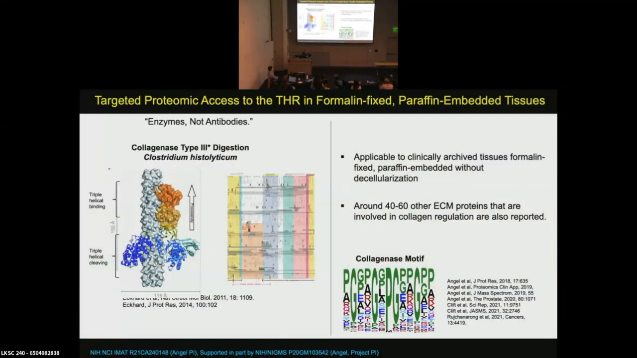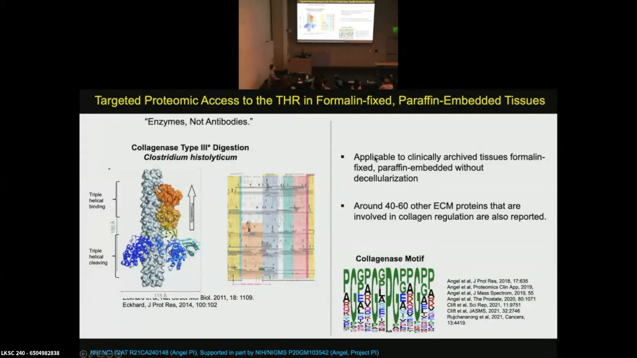And so how do we get to these huge proteins that have tertiary and other superstructures? Well, we use enzymes, not antibodies. In this case, we've developed a strategy using collagenase type 3. This particular enzyme binds to the triple helical structure and then crawls along it, chewing it into strands. And these strands are what we're detecting by mass spectrometry.